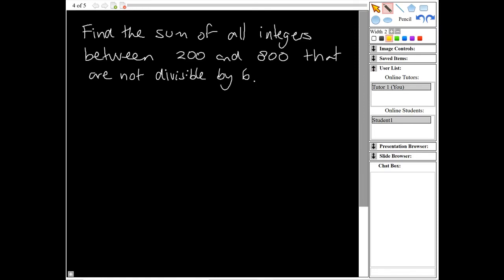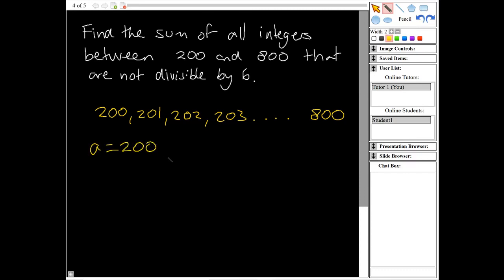So that is just going to be an arithmetic sequence, starting with 200, 201, 202, 203, and so on, up until 800. So that is going to be a simple arithmetic sequence where A is going to equal 200, L is going to equal 800, and D is going to be 1. So I can use the sum for that. Between 200 and 800, there's going to be 601 terms. So N is going to be 601 because I've got to include the 200 and also the 800.